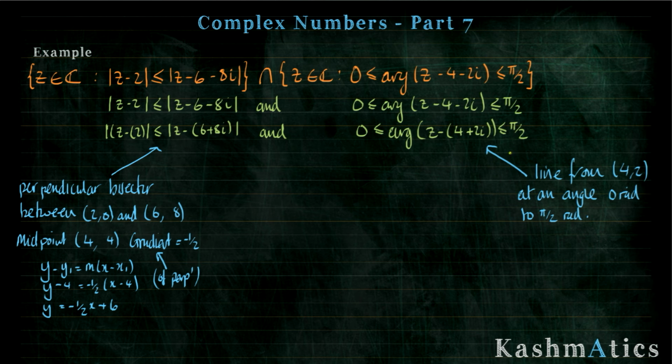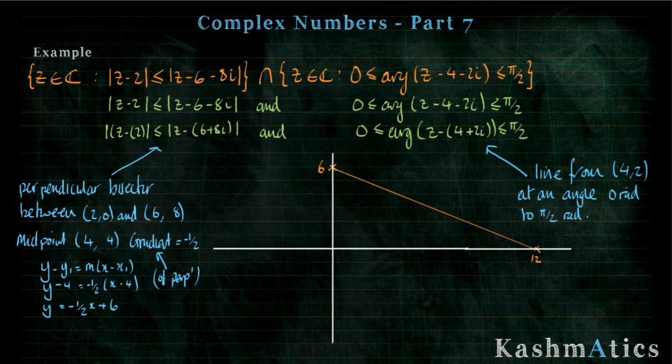Over here for my argument, the point I'm interested in is (4, 2). And I'm going to draw an angle of 0 radians and pi over 2 radians from that point. Okay, so let's just get the axes up and first of all draw the perpendicular bisector. Okay, that's my perpendicular bisector.